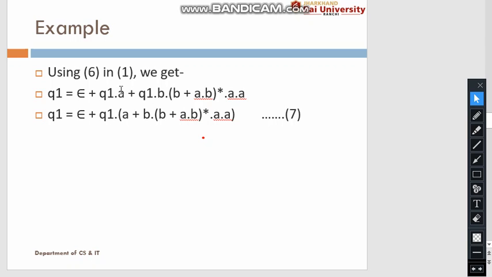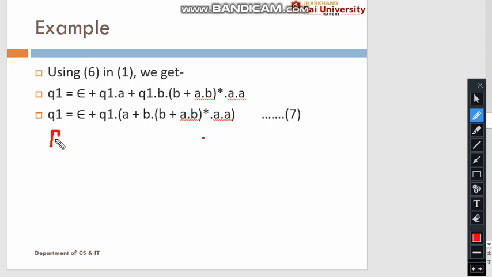Now take out the common term. Here we have q1, here we have q1. So take out the q1 as common, then this equation can be written as (a plus b into (b plus ab) to the power clean closure into aa). Now again we can see that this equation is in the form of Arden's theorem.